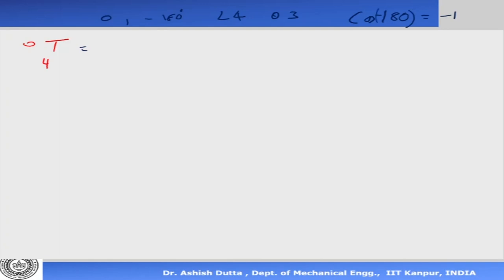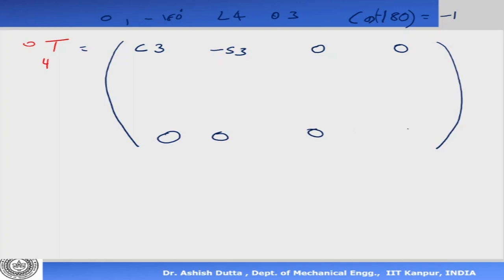We get cos theta. So this is equal to cos 3, and minus sine theta will come here as minus sine 3. Okay. Now, this is 0, and what is the fourth? Fourth A is also 0. Okay, let me write down 0, 0, 0, 1. Okay. Now, we write down the second row.